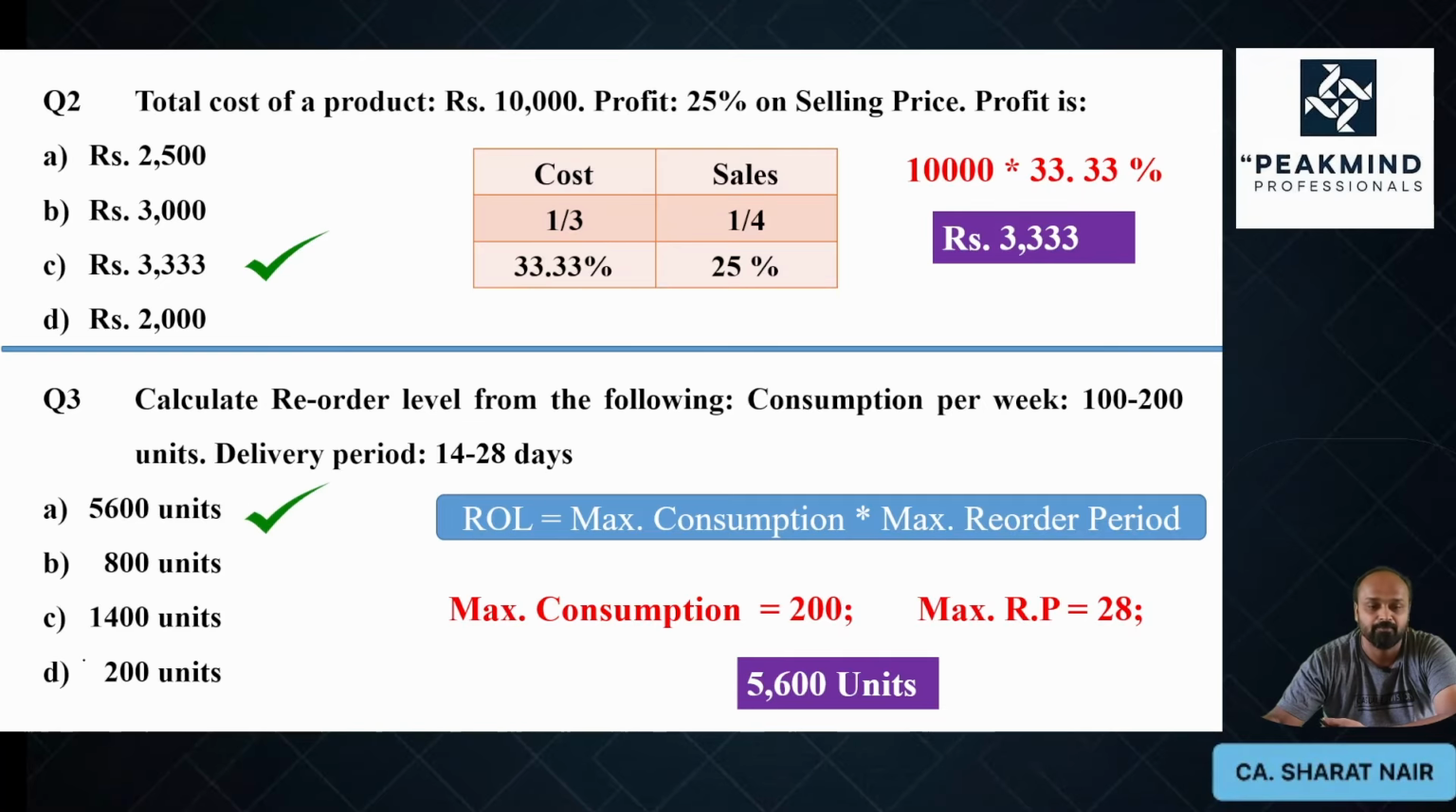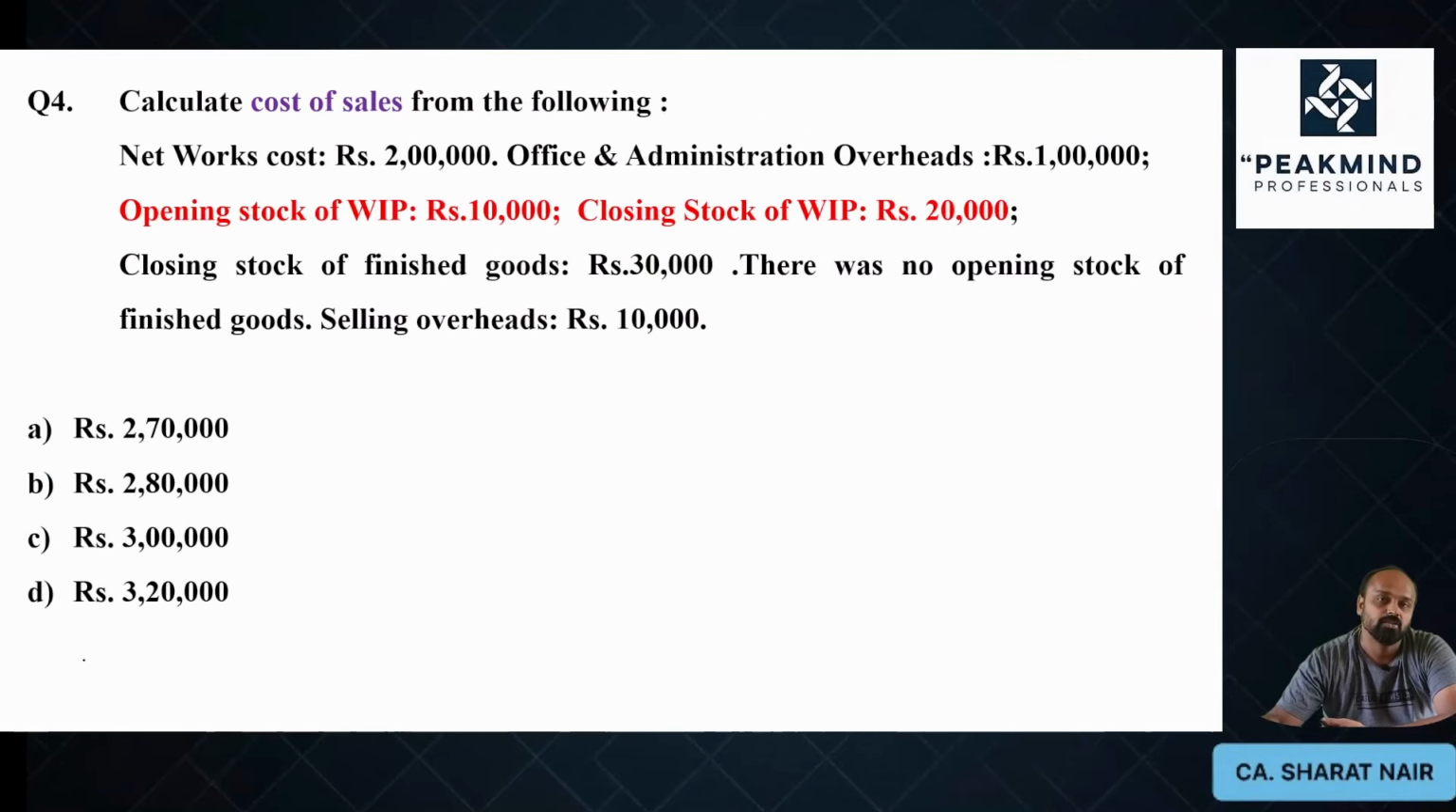Moving to the next MCQ, it is talking about calculation of cost of sales. This is also an interesting tricky question because they have mentioned net works cost is 2 lakh and office administration overhead is 1 lakh. I have red marked opening work in progress and closing work in progress. We have to remember that net works cost itself is computed after making the adjustment of both opening work in progress as well as closing work in progress. So if we start from net works cost to arrive at cost of sales, we don't have to consider opening and closing work in progress again. This is the tricky part in this problem.